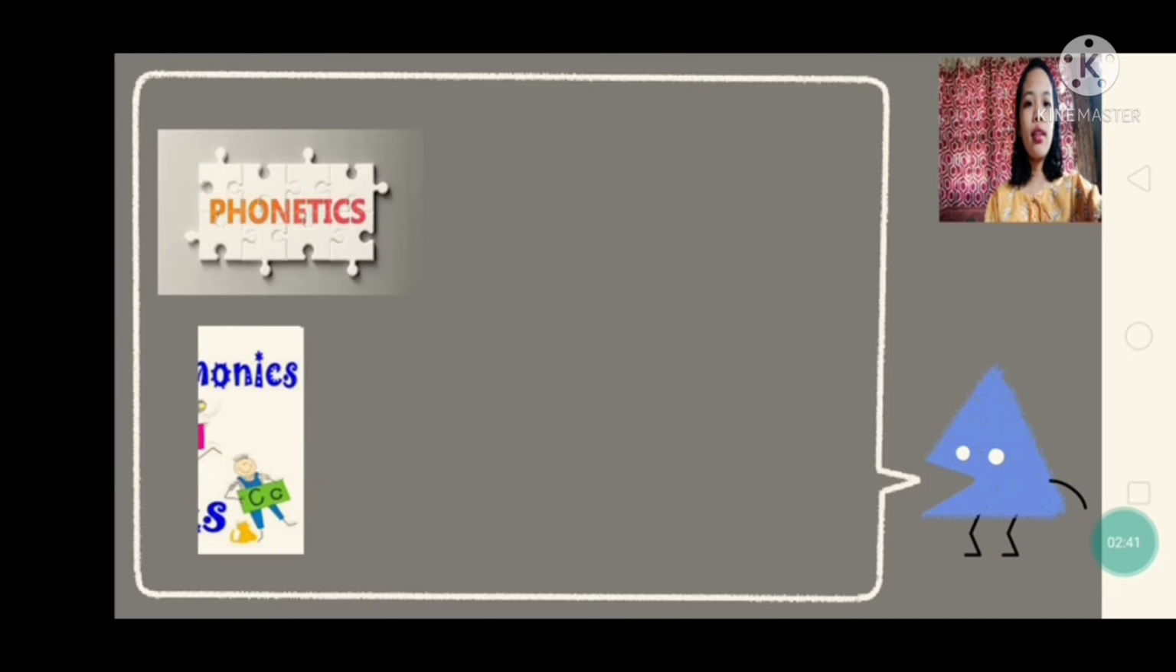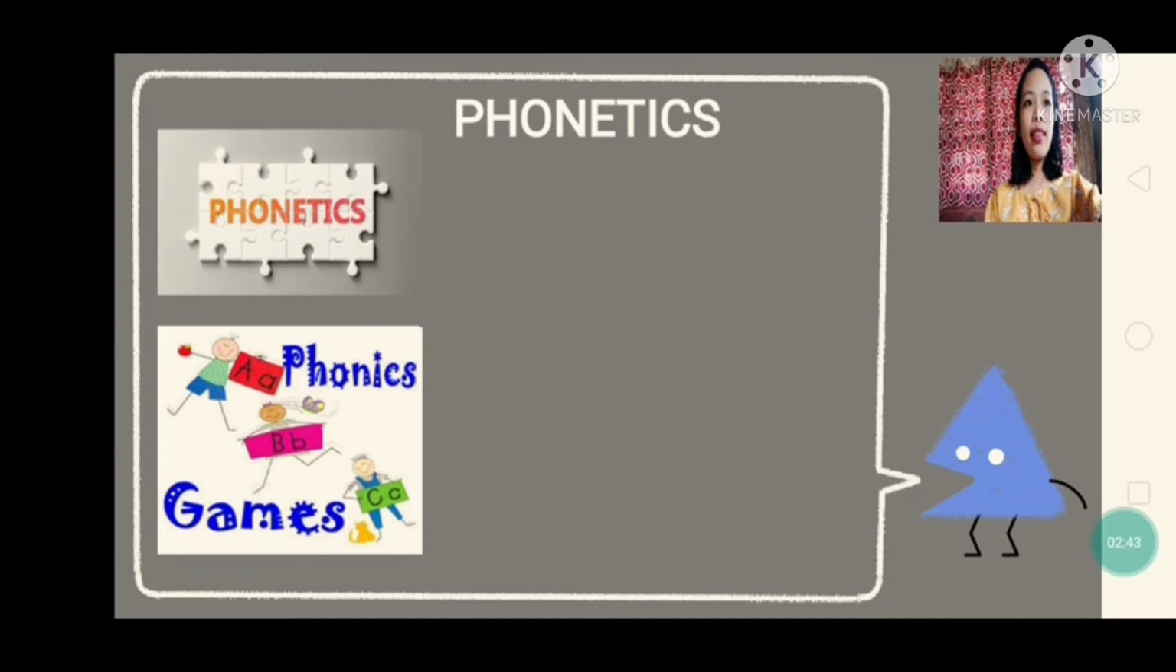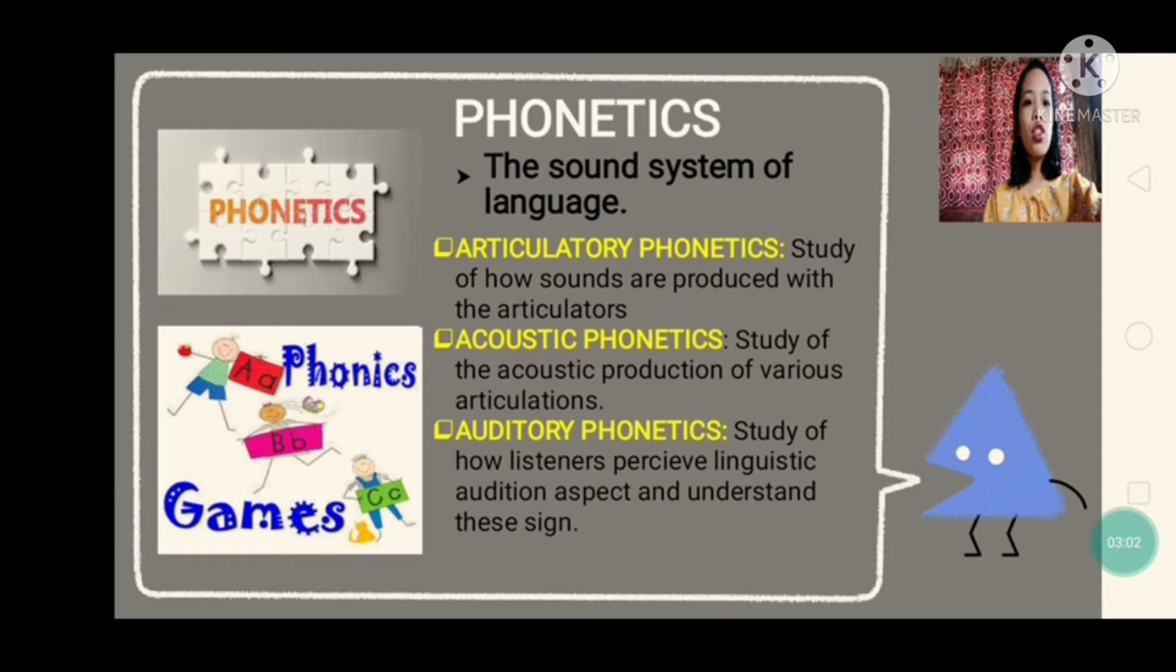Another is phonetics. So, phonetics is the sound system of language. So, kanina yung phonology natin is speaking. Ngayon, yung phonetics naman natin is the sound system of language. So, it has three branches or types.